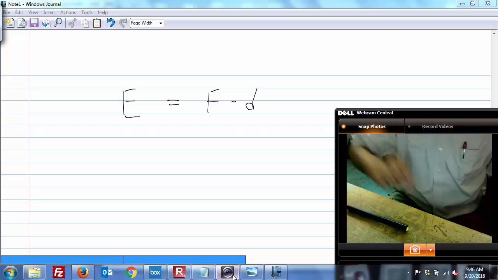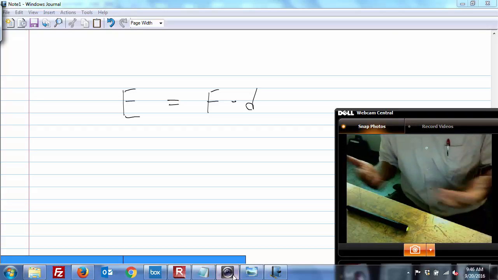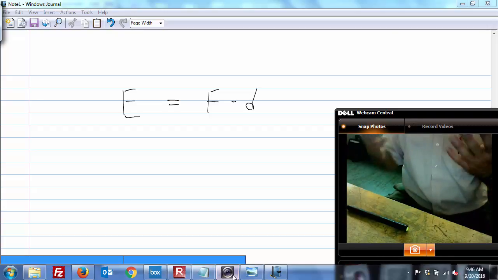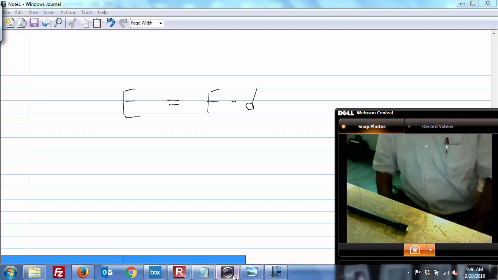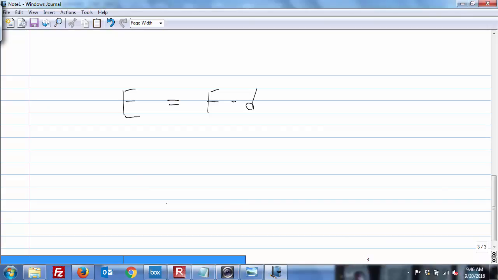If I multiply the amount of force I just applied, a very small amount, by how far I moved it, that's how much energy it took. It's that simple. So energy is force times distance. Power equals force times velocity.